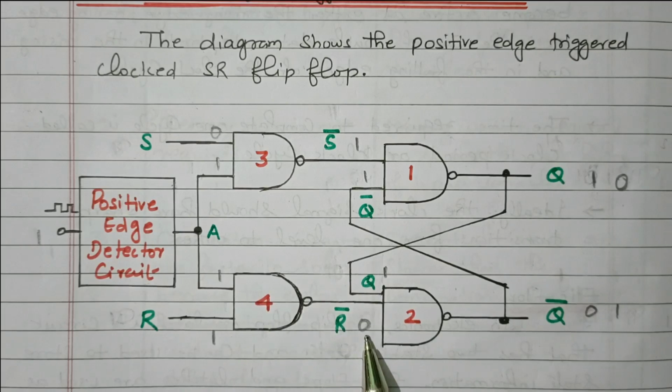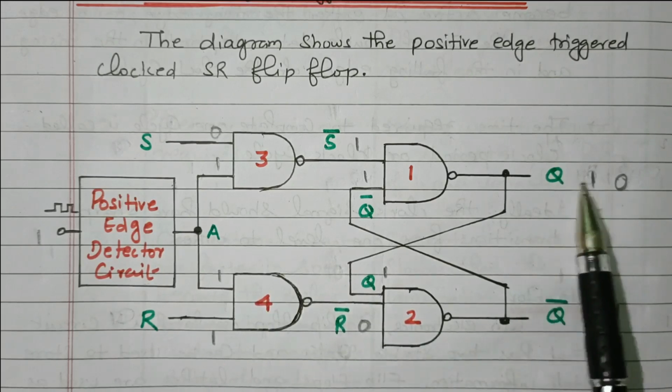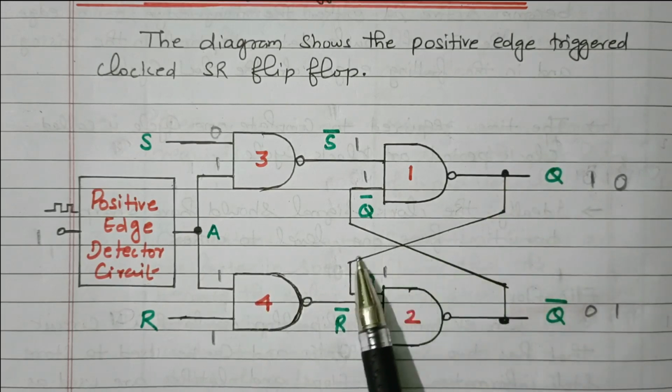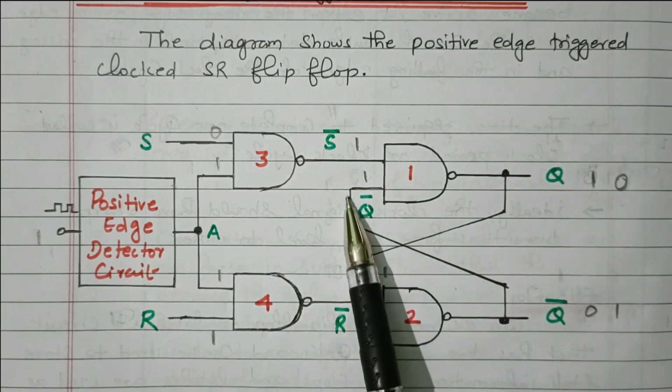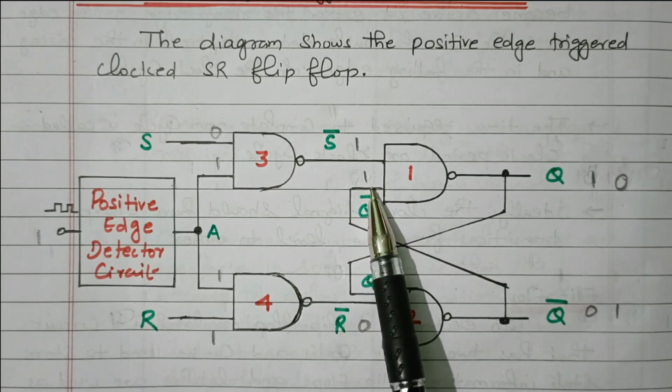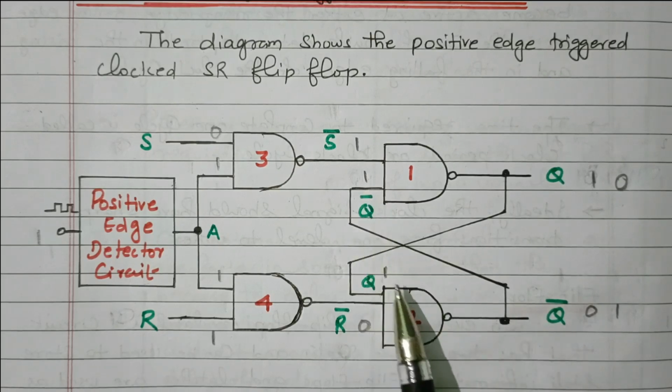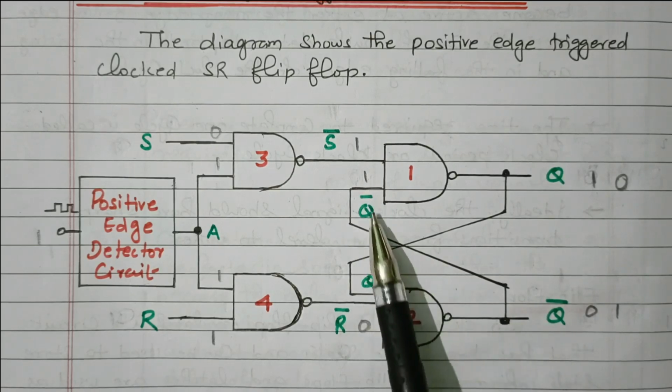Fourth NAND gate is 0. Now we'll see here. This 1 is applied here. So Q is applied. Q is 1. Q bar is applied here. That is, this Q bar is 0. Q bar is 1, is given as 1.